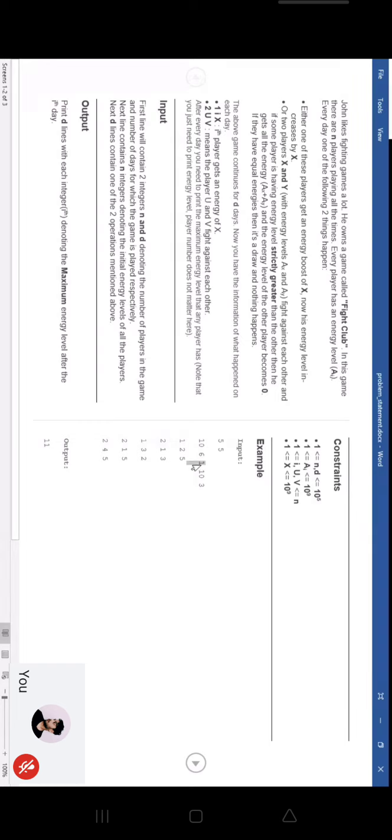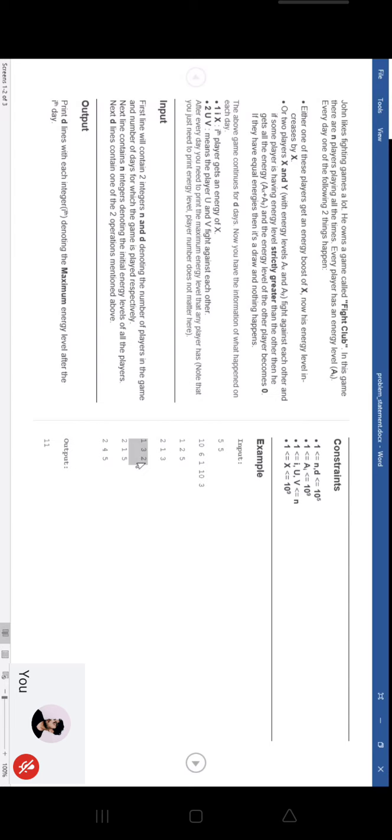Now as the first player is the stronger one, the first player will grab the energy level, and the energy level for the third player will become 0. So that's why, with this 2-1-3, the maximum energy after the ith day will be 11. Now if you go with 1-3-2, that means the energy boosting operation. Which particular player will get the energy boost? The third player will get the energy boost of 2.